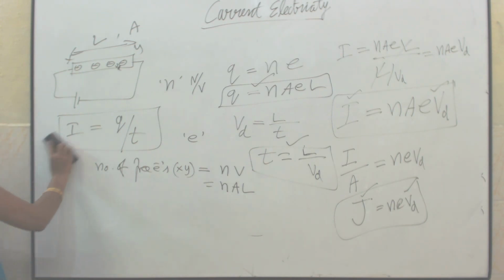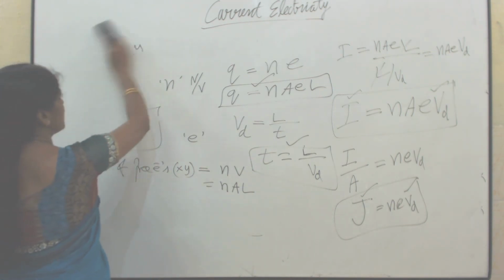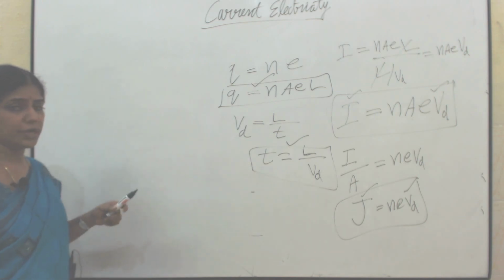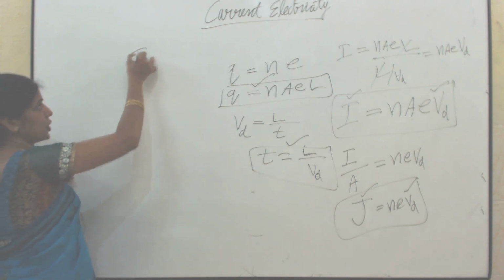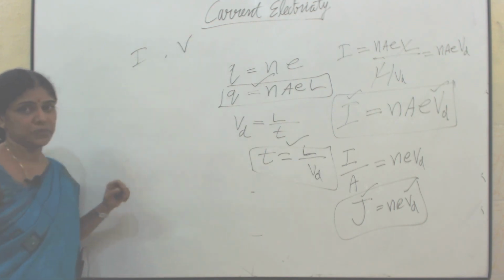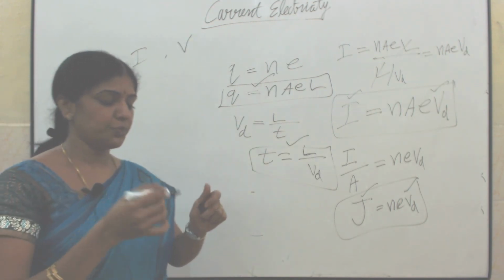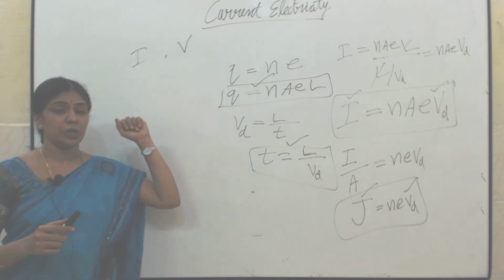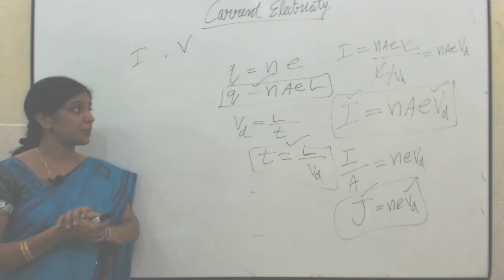Now, you all know what is meant by Ohm's law. See, the two fundamental quantities in electricity, I have told you already, are current and potential. These two are very, very important. What is potential? What is meant by potential difference?